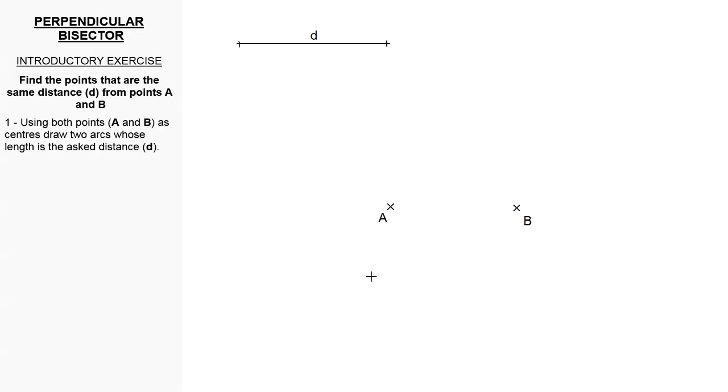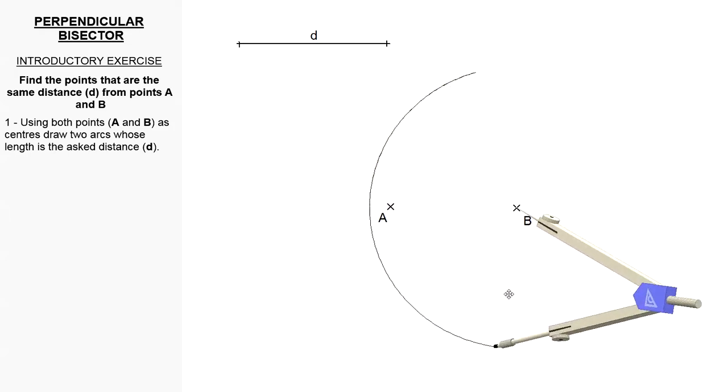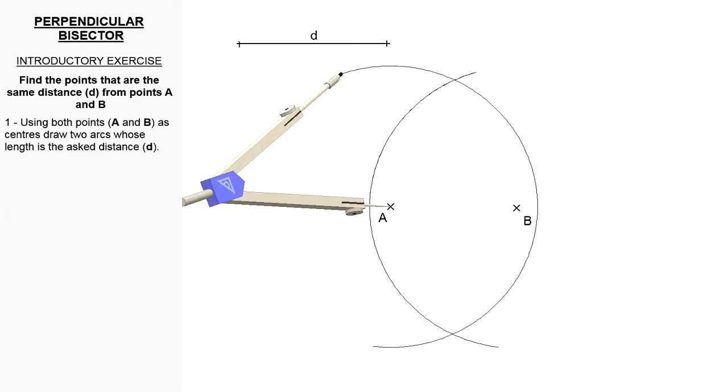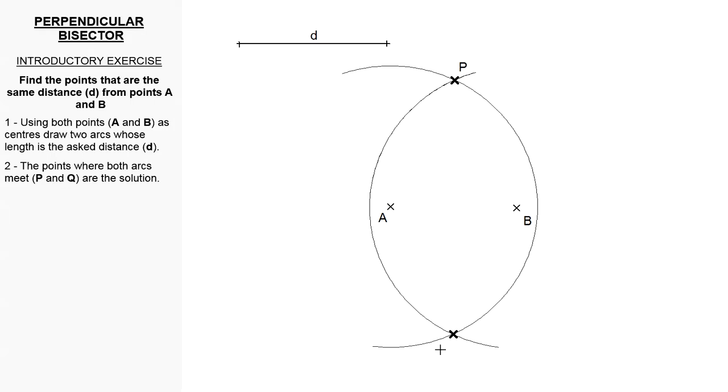Building on the theory on circumferences, we will say that if we take this measure, the distance we want to get, and using both points A and B we draw arcs. Every point on this arc here is the same distance d from point B. Every point on this arc is the same distance from point A, this distance d, which means that these 2 points P and Q, where both arcs meet, are at the same time at the same distance from A to B, which will be the solution to this exercise.